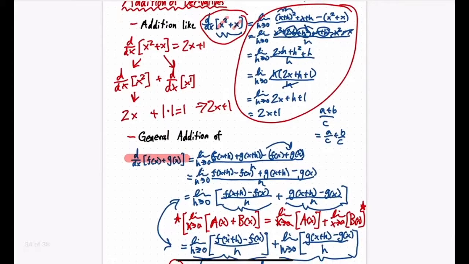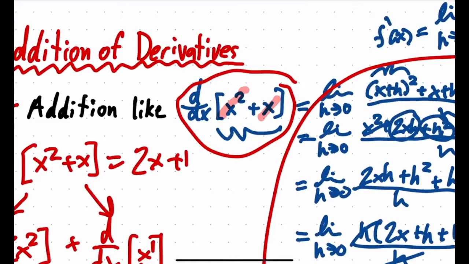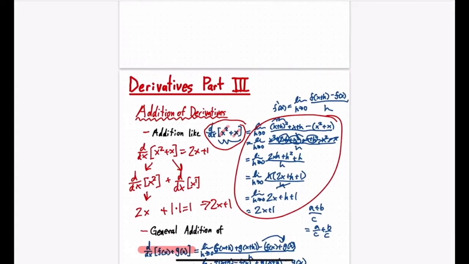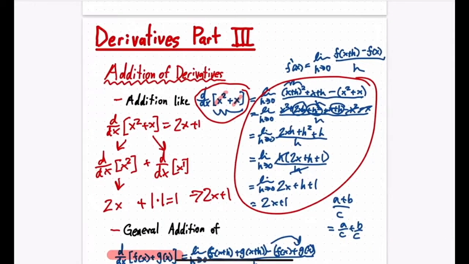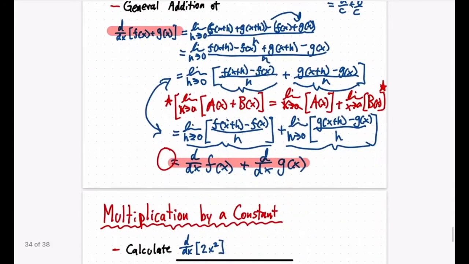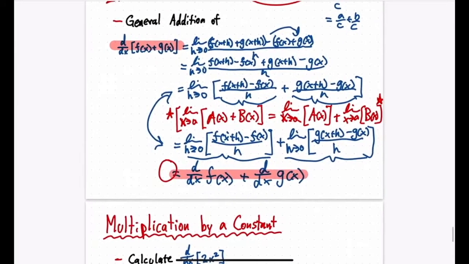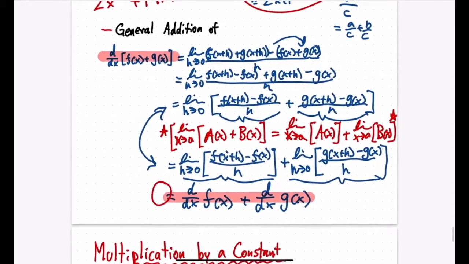So with all of that in mind, it makes calculating things like this function right here, or if these two numbers were different, a lot faster than doing it with a full limit method. So we can say that for the addition of two functions, finding the derivative is the same as finding the derivative of each part of that function and adding them all together. And that's what we've proven here for any general f of x and g of x.